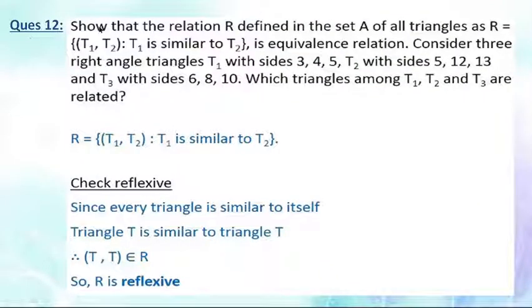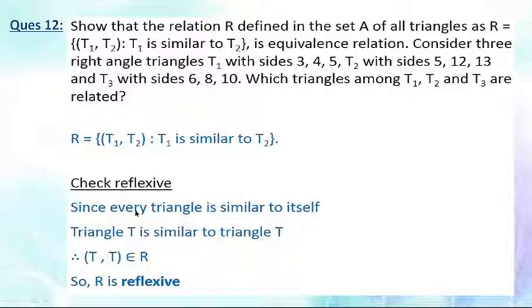Now let's take question number 12. Show that the relation R defined in set A of all the triangles, where the relation is T1 is similar to T2, is an equivalence relation, and then there is one more part, we'll talk about it later on. So R is given as T1 similar to T2.